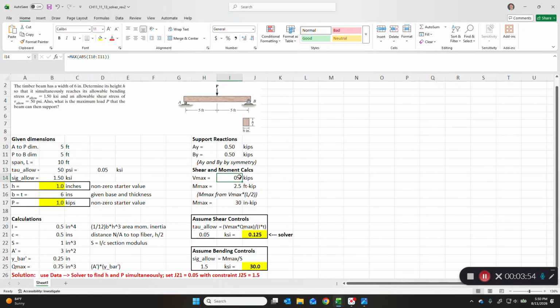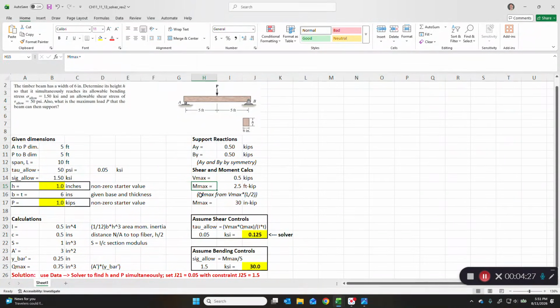Okay, Vmax, how do we get Vmax? Well, if we were to quickly assess what a shear diagram would look like based on a load of 1, we would have a 1/2 kip up at A, and then nothing horizontally until we get to P. We would go down a full kip to minus 1/2 kip, and then nothing horizontally until we get to B, and then we go up 1/2 kip to zero out the shear diagram. So the maximum shear at any of these points is still 1/2 kip.